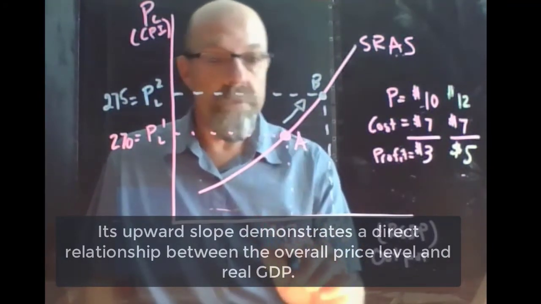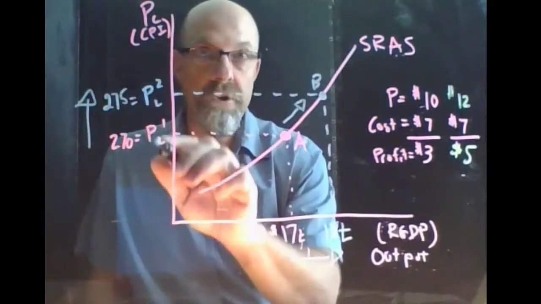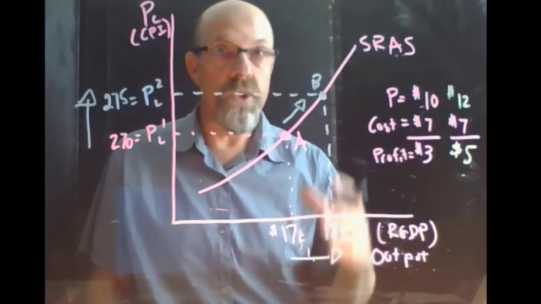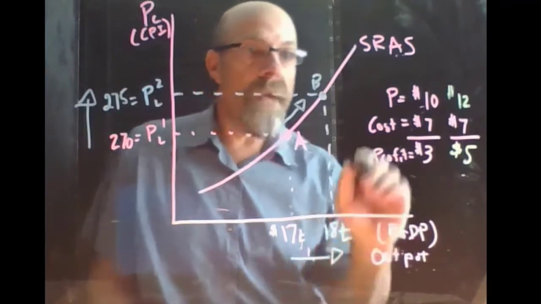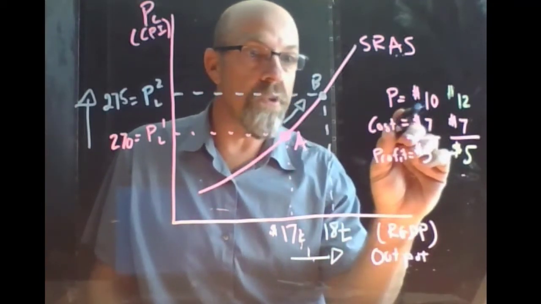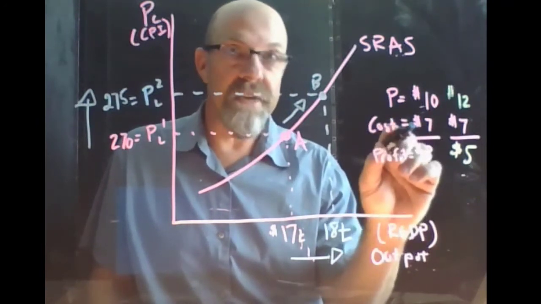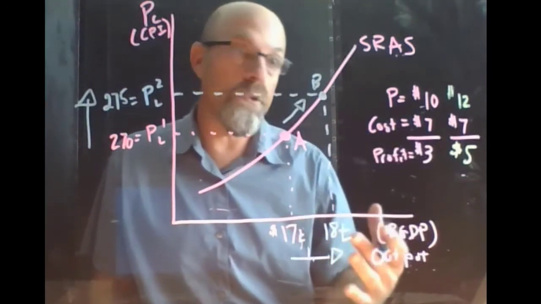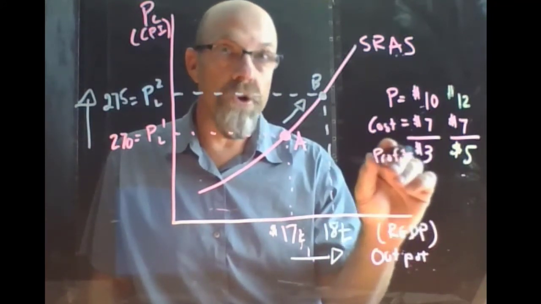So when the price level goes up, production goes up as well. When the price level goes down, production goes down. So let's use a microeconomic example to explain why this relationship exists. Imagine that we've got a firm that produces widgets for $10 per unit. And suppose the cost of producing that unit is equal to $7. So the cost includes all of the land, labor, and capital that's necessary to produce a widget. So at the end of the day, their profit is $3 per unit.